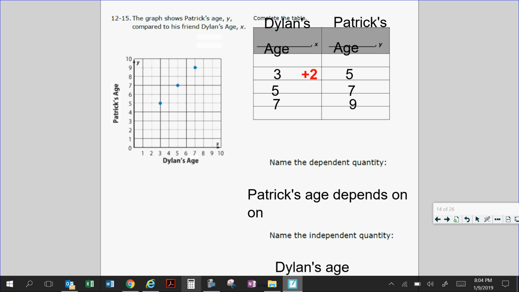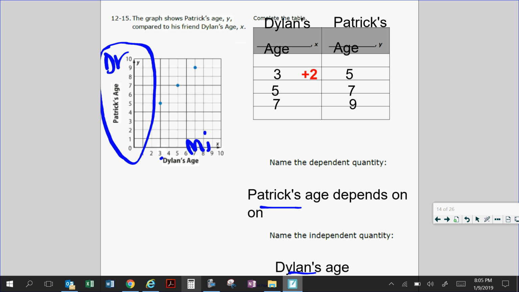Let's try another example. So when Dylan is 3, Patrick is 5. When Dylan is 5, Patrick is 7. When Dylan is 7, Patrick is 9. So what is the relationship? Oh, before we do that, find the dependent and independent. Patrick's age depends on Dylan's age. So that means the dependent must be Patrick. The independent must be Dylan. Again, if you have a hard time figuring that out, think of science DRY MIX. The dependent is always the y-axis, while the independent is always the x-axis.